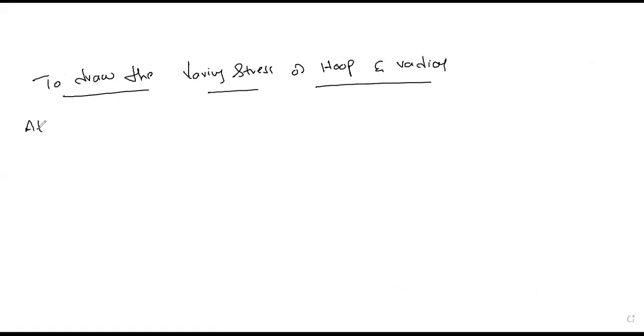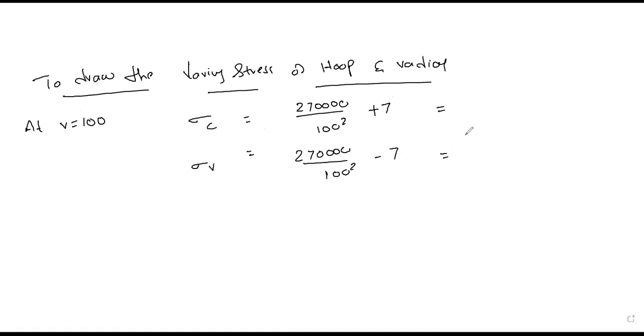First take R is equal to 100. Substitute your value in these two equations. 2,70,000 by 100 square plus 7. 2,70,000 by 100 square minus 7. What is your circumferential stress here? 34 megapascal. What is your radial stress here? 27 megapascal. What is your radial stress? Your circumferential stress is always under tension and your radial stress is always under compression, right?